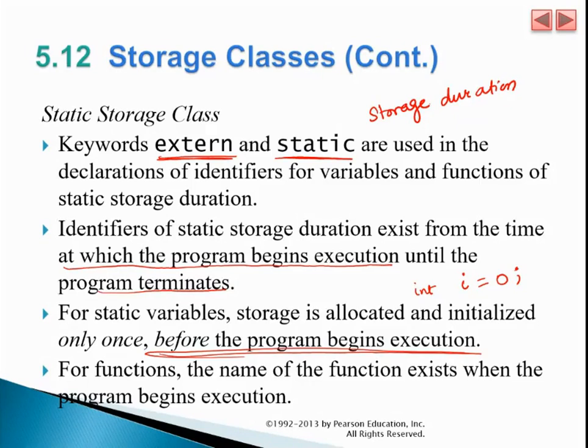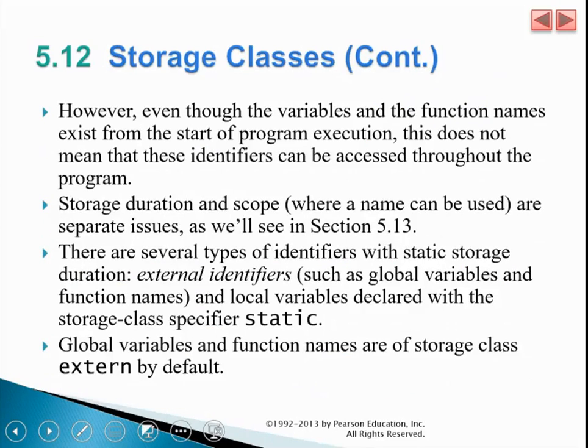Okay. All right. For functions, the name of the function exists when the program begins execution. So function names are also identifiers, and they are by default static identifiers, or static storage class identifiers. These names remain from the beginning of the execution of the program till the end of the execution of the program.